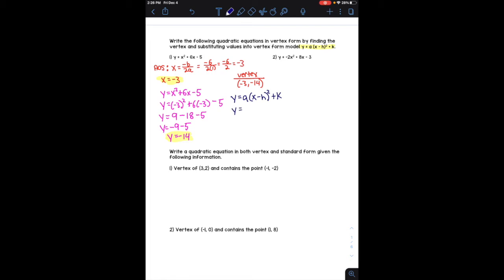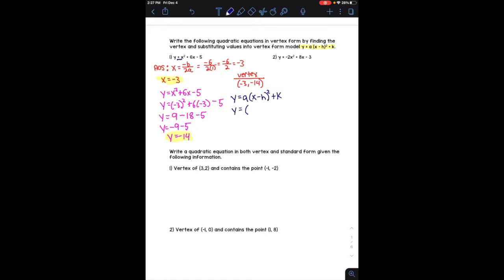Y equals, what would the a value in this case be? Well, the a value in vertex form and standard form are the same. So in our standard form equation, the a value would be 1. So in the vertex form equation, the a value will stay 1. I'm not going to put the coefficient 1 outside the parentheses. We're just going to leave it blank.